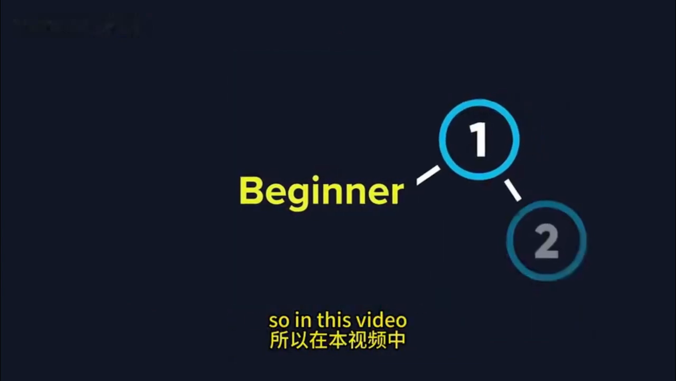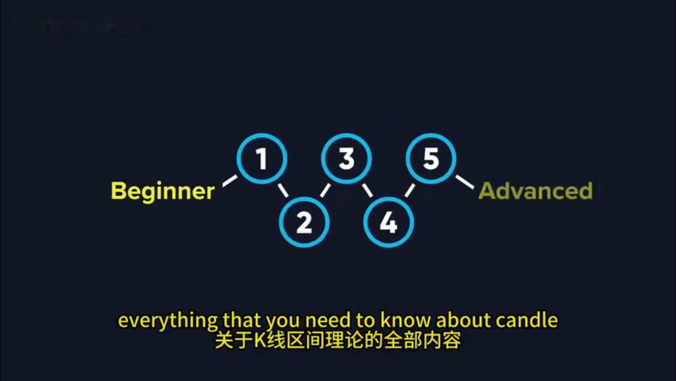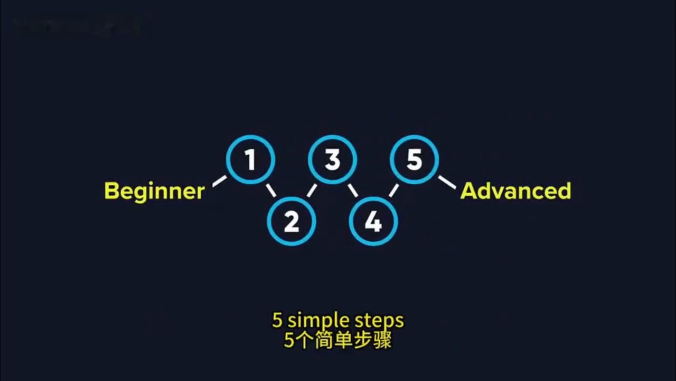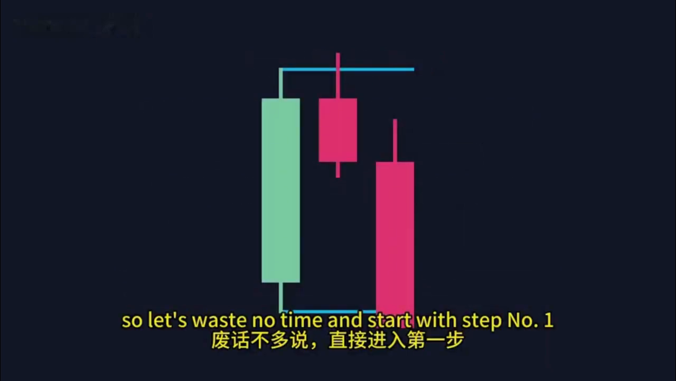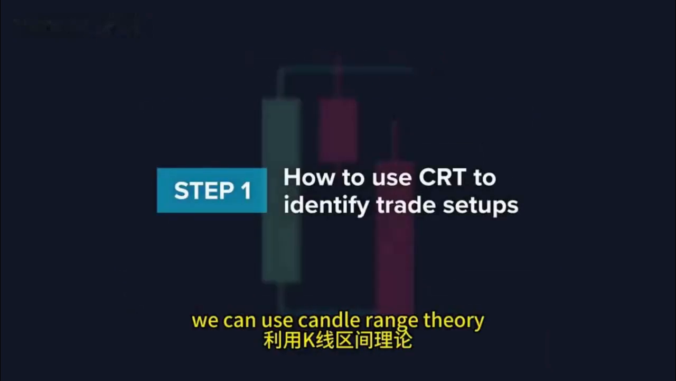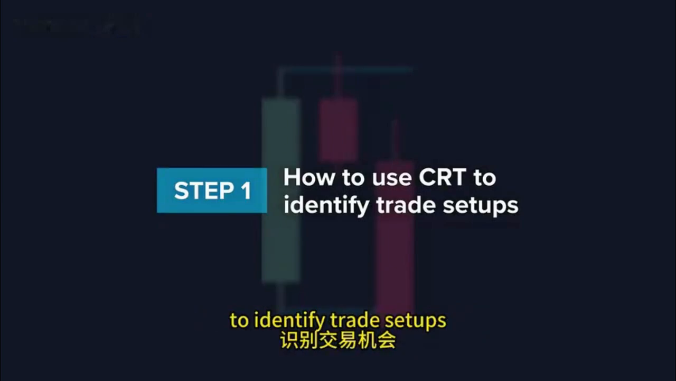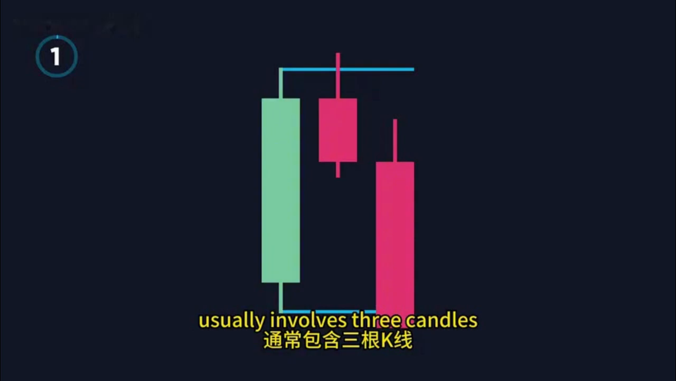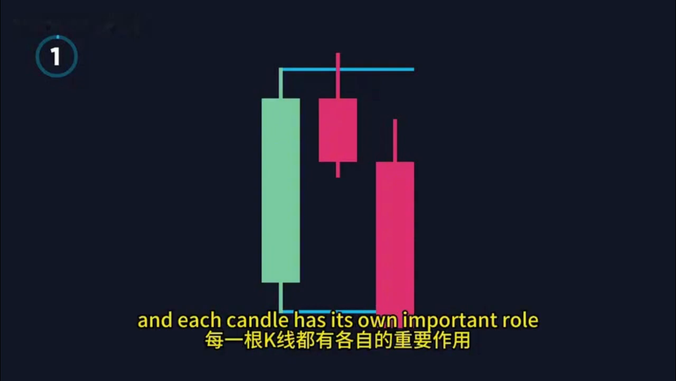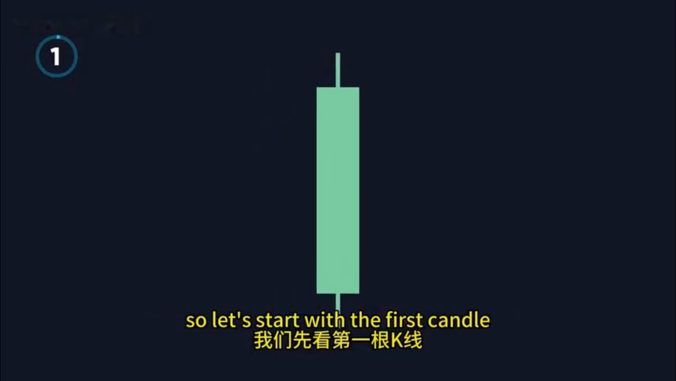So in this video, we've broken down everything that you need to know about candle range theory into 5 simple steps. So let's waste no time and start with step number 1, which is how we can use candle range theory to identify trade setups. The typical framework for this strategy usually involves 3 candles, and each candle has its own important role. So let's start with the first candle.